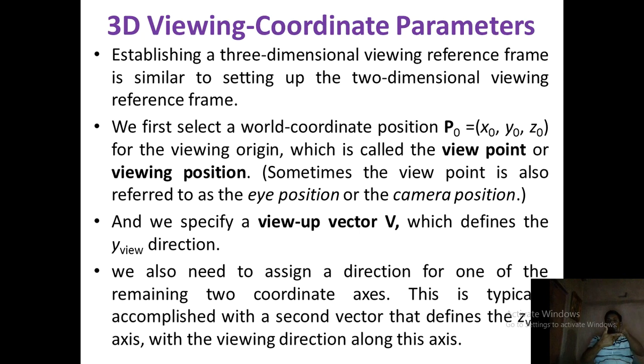You are viewing from this direction, nothing but you are viewing in the negative z direction. By default, whenever you are taking any picture, we are viewing along the z direction, but whether you are viewing positive z or negative z depends on which coordinate system you have taken. If you have taken a right hand coordinate system, then you are viewing along negative z. We have to set that as the z view.